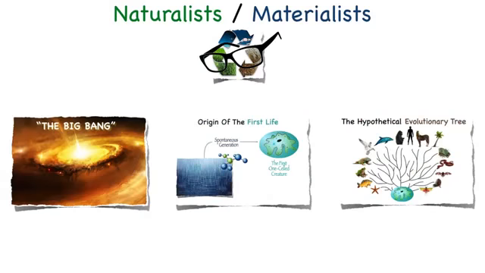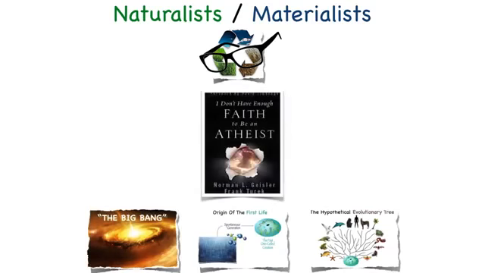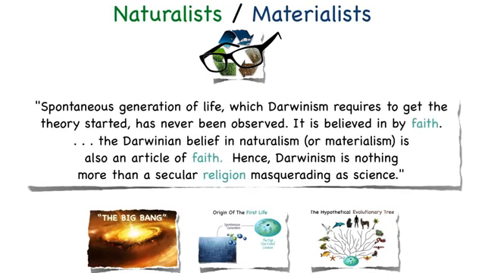When we were talking earlier about naturalists and materialists in an earlier video, we looked at this quote from Norman Geisler and Frank Turek on the topic of science being like a religion. Let's read it again. Spontaneous generation of life, which Darwinism requires to get the theory started, has never been observed. It is believed in by faith. The Darwinian belief in naturalism or materialism is also an article of faith. Hence, Darwinism is nothing more than a secular religion masquerading as science.